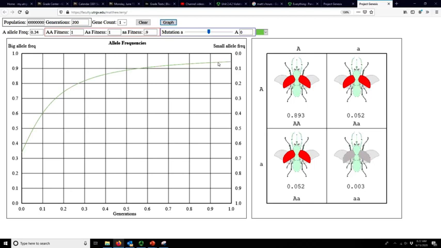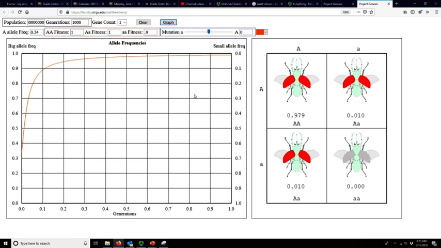And so notice, after 100 generations, we haven't fixed the allele. Sorry, this is 200 generations. Let's do 1,000. What happens after 1,000 generations? So this is going to take longer because we're simulating 1,000 generations. So notice the frequency of the big A allele rises very, very rapidly, but then we get closer and closer and closer and never quite reach complete fixation.